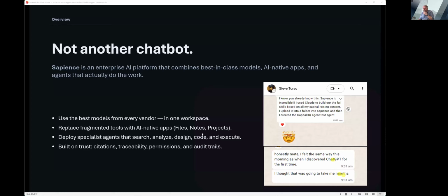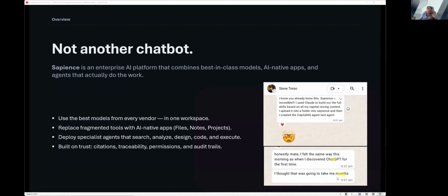I know you know this already, but Sapience is incredible. Used it to build out skills based on our capital raising content. Then I created the Capital HQ agent. Honestly, mate, I felt the same way this morning as when I discovered ChatGPT for the first time. I thought that was going to take me months.